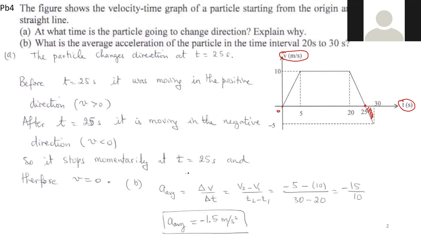Now here, I want it between 20 seconds and 30 seconds. It's V at 30 seconds minus V at 20 seconds, divided by 30 minus 20. So V at 30 seconds, I read it here and I see that it's minus 5, minus V at 20 seconds, I see it here, it's 10, divided by 10. And you get an average acceleration of minus 1.5 meter per second squared. And you see it here, okay?